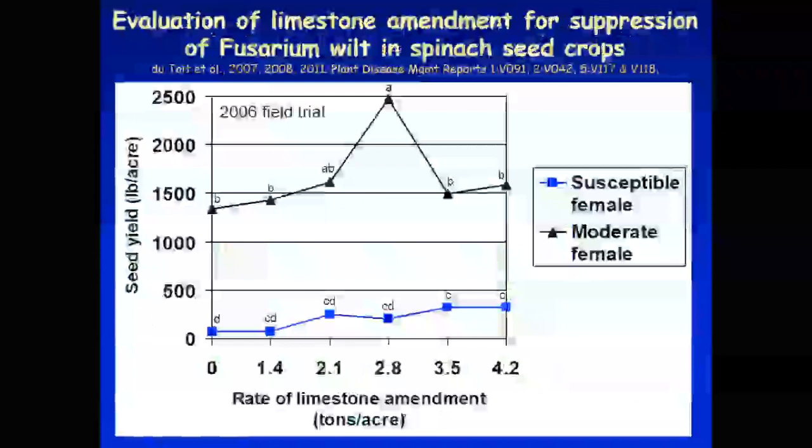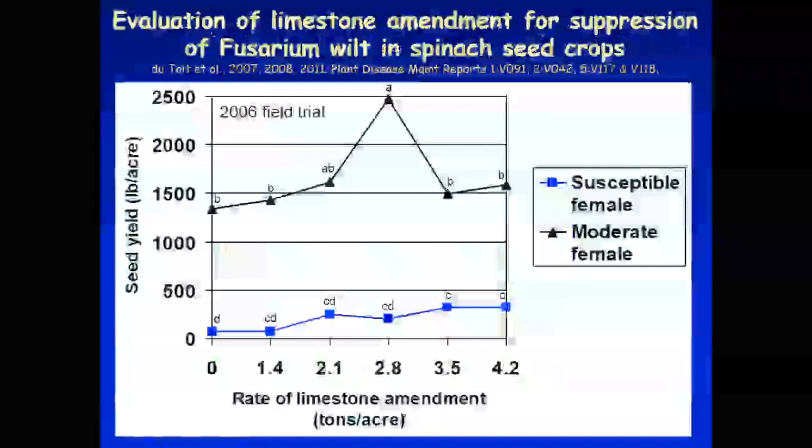Spinach is dioecious, so this was a female line. And you can see with a moderately susceptible female, you look at the seed yield, it went from about 1,300 pounds per acre with no limestone in the field up to 2,500 pounds per acre by putting on 2.8 tons of limestone per acre. That's pretty remarkable.